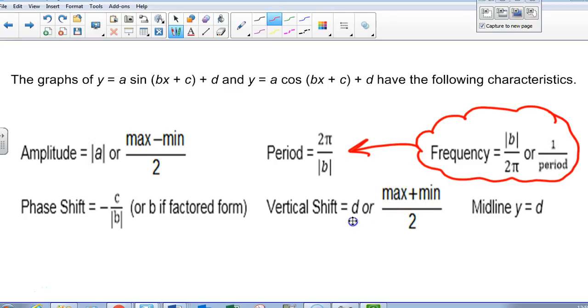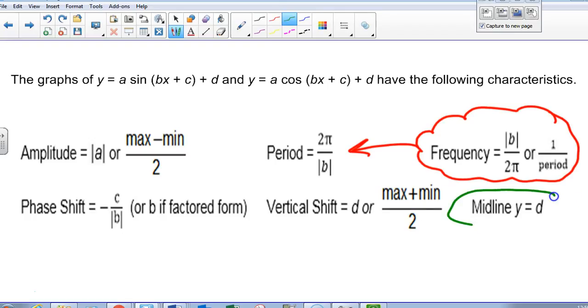Vertical shift is d, but think about this a minute. Vertical shift is also the average. So if you add the max and the min and divide it by 2, you'll find the average in the middle. That's going to be the vertical shift. Does that make sense? It's also the midline.